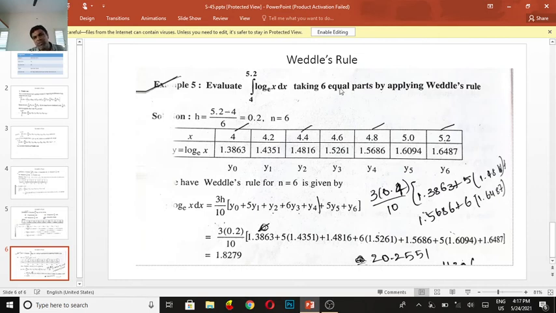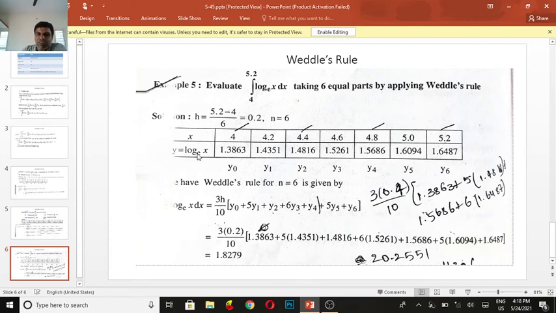The number of intervals is n equal to 6. So x naught is 4, the starting point, a is 4. Then x naught plus h, x naught plus 2h, x naught plus 3h, like that. So x naught is 4, x naught plus h is 4.2, x naught plus 2h is 4.4, and we get 4.6, 4.8, 5, 5.2.